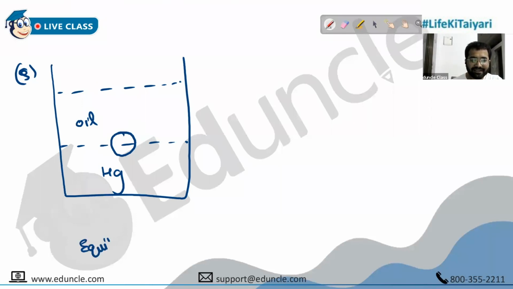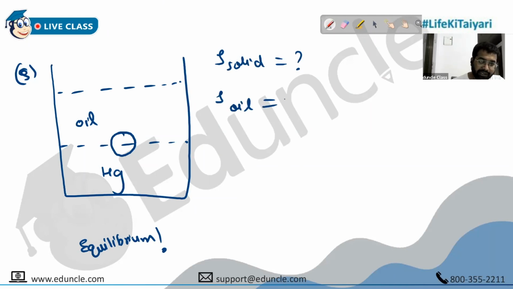Very interesting. System is in equilibrium now. And they're asking us to find the density of this solid. They have given us some data. The density of oil is 0.8 gram per cc. Density of mercury is 13.6, that we know, 13.6 gram per cc. Okay, let's do this.